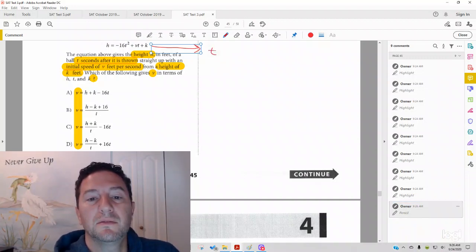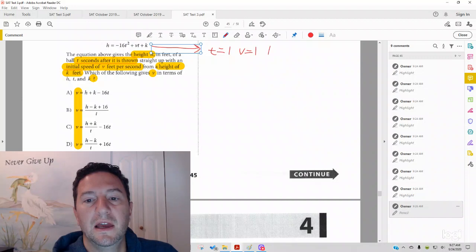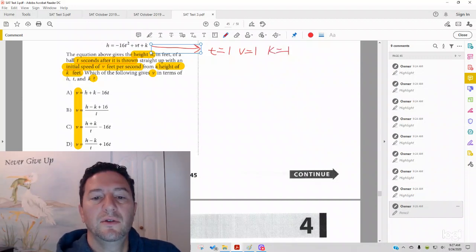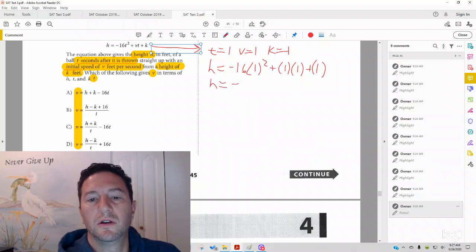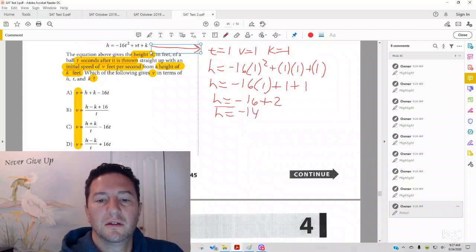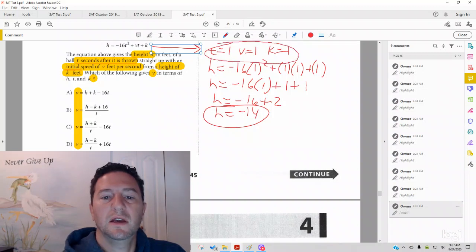So to keep it as simple as possible, if I could get away with it, I'm going to make t equal 1, I'm going to make v equal 1, and I'm going to make k equal 1. And if I do, what I get is h equals negative 16 times 1 squared plus 1 times 1 plus 1. Now 1 squared is just 1, so it's negative 16 times 1, plus 1 times 1 is 1, plus 1. I get h equals negative 16 plus 1 plus 1 is 2. So h equals negative 14. So when my t is 1, my v is 1, and my k is 1, my h equals negative 14.